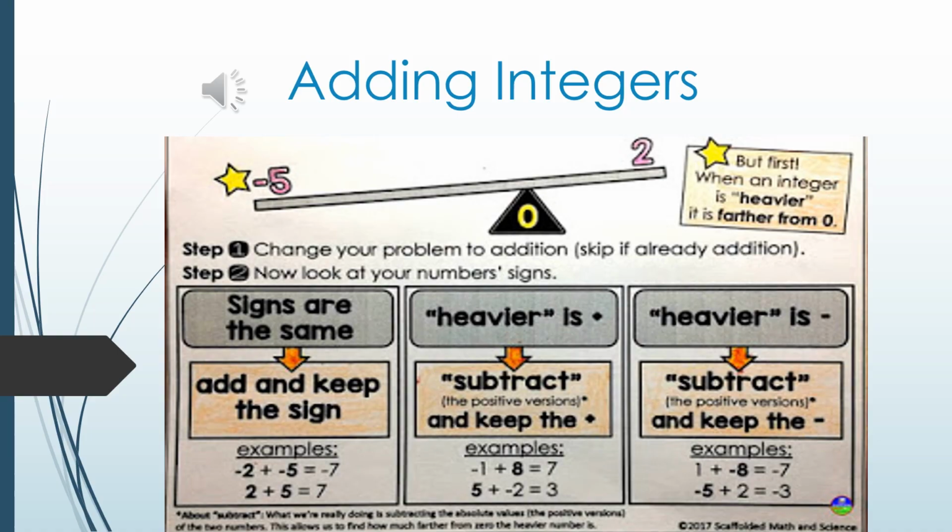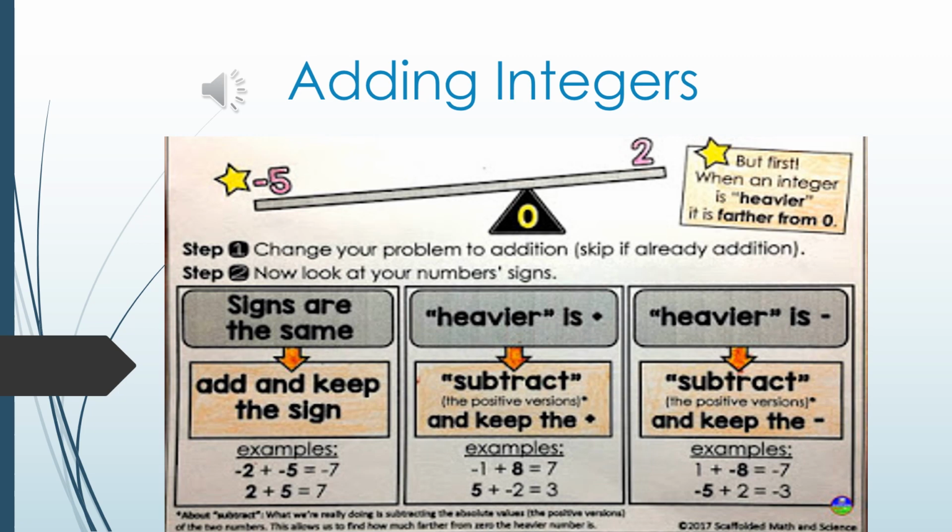Let's go over the adding integer rules. In the poster that you have here, if the signs are the same, you're going to add and keep the sign. For example, -2 plus -5 equals -7. Also, if you have +2 plus +5 equals 7 positive. What happens if the signs are different?